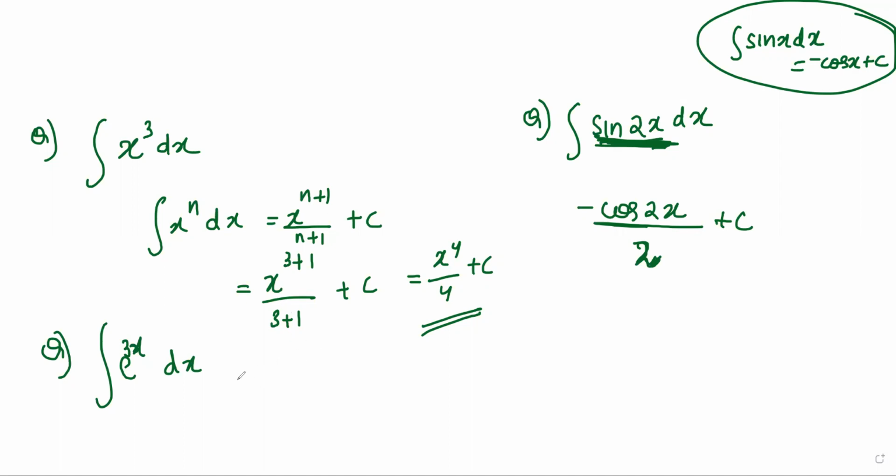Okay, so how would you do this? What is the integration of e raised to x? It is e raised to x. So here it is e raised to 3x. Now you have to divide by the derivative of 3x. What is the derivative of 3x? 3. So the answer is e raised to 3x by 3 plus c. Yes, correct.